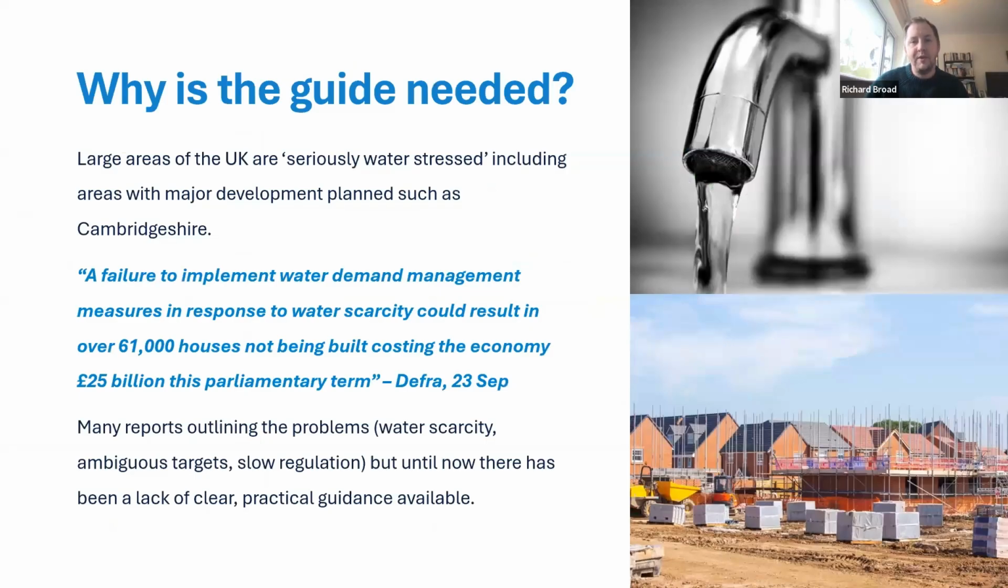So I think we've covered this already, but we know why the guide's needed. Water stress is a huge problem for both housing delivery, growth, etc. There are lots of reports outlining these problems, but until now, there hasn't been a huge amount of clear practical guidance available.